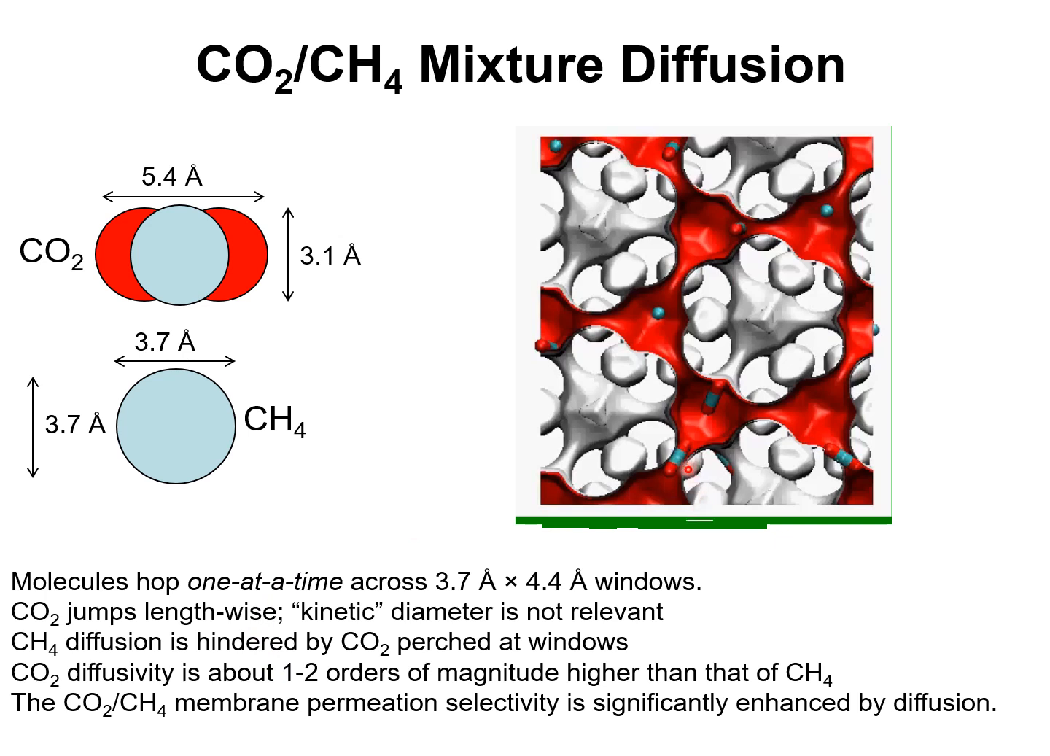Due to the strong adsorption of CO2 and preferential location at the window sites, the CH4 diffusion is hindered by CO2. And the CO2 diffusivity is about 2 orders of magnitude higher than that of CH4. Therefore the CO2/methane selectivity in a membrane construct is significantly enhanced by diffusion, because both adsorption and diffusion favor CO2.